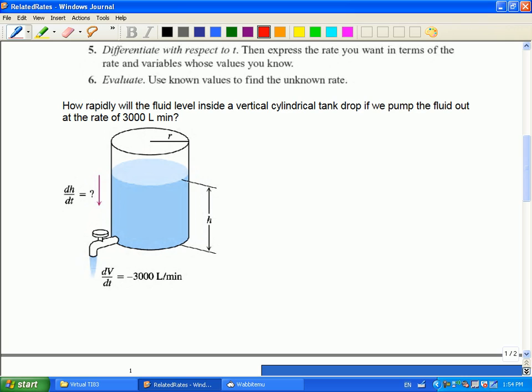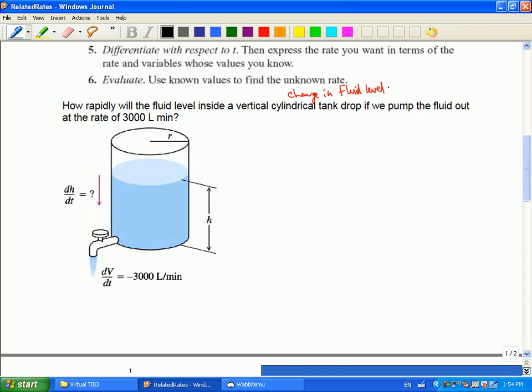Okay. So how rapidly will the fluid level inside a tank drop if we're pumping out 3,000 liters per minute? What we want to know, if we read this and we could not see this picture, today I'm giving you pictures. Tomorrow we're going to draw our own pictures and practice this, but today we're just going to see how related rates work in a little bit easier of a fashion, but let's get in the habit. How rapidly will the fluid inside the tank drop? So if we're wanting to know, this is a change in fluid level.